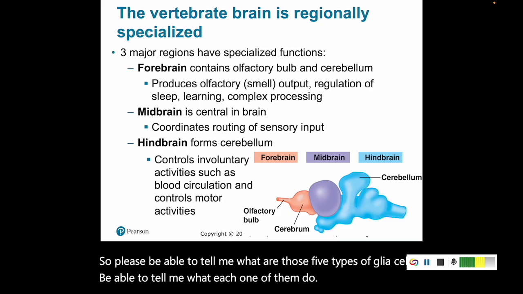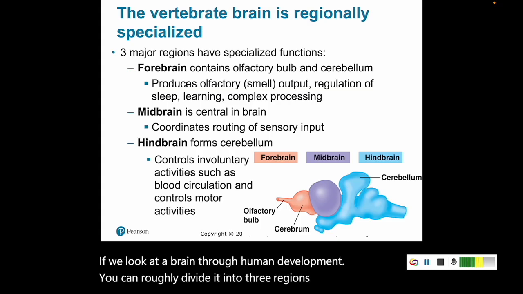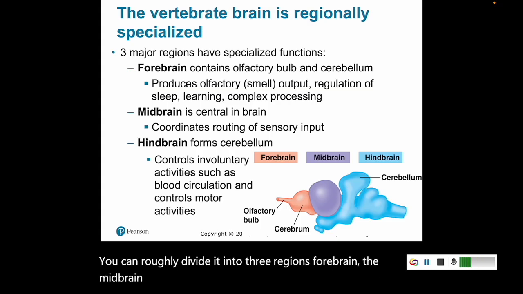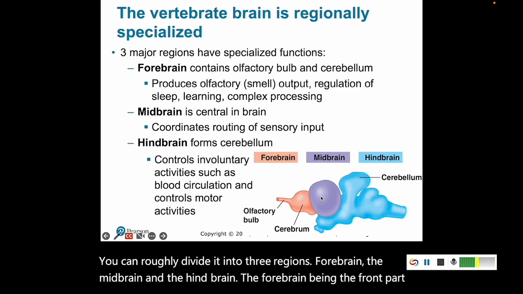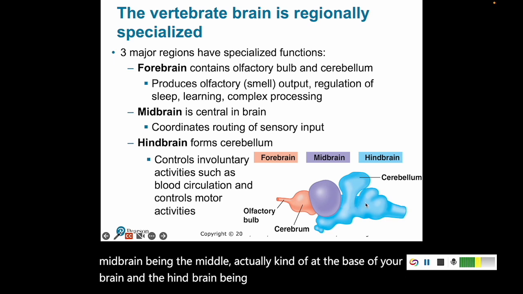If we look at a brain through human development, you can roughly divide it into 3 regions: the forebrain, the midbrain, and the hindbrain. The forebrain being the front part, midbrain being the middle, actually it's kind of at the base of your brain, and the hindbrain being the back part, what eventually kind of becomes the brain stem.